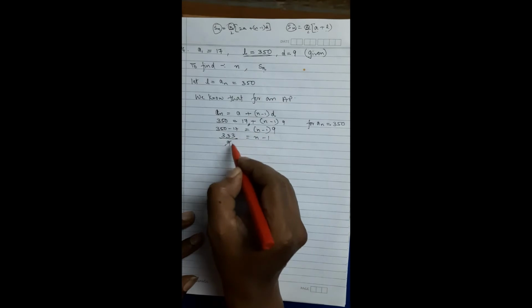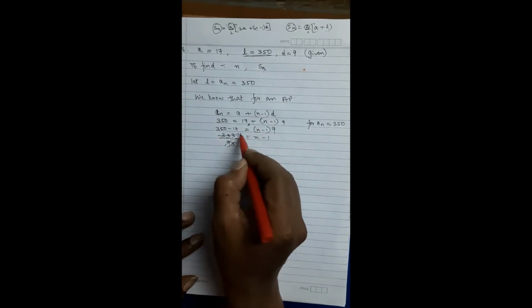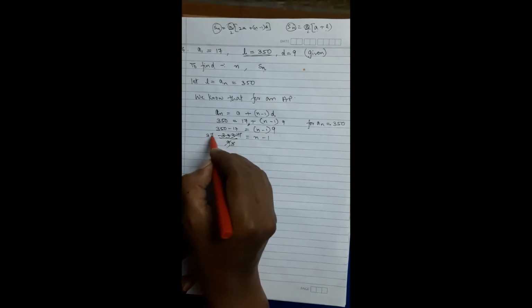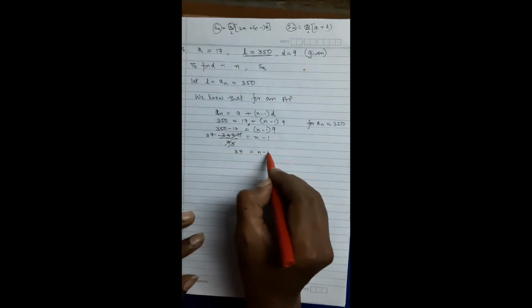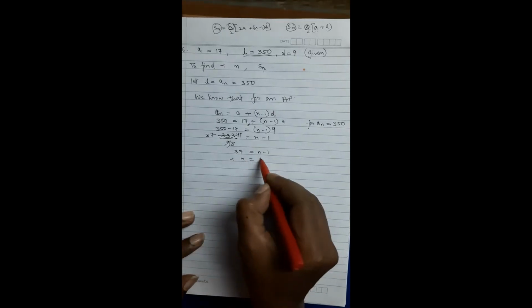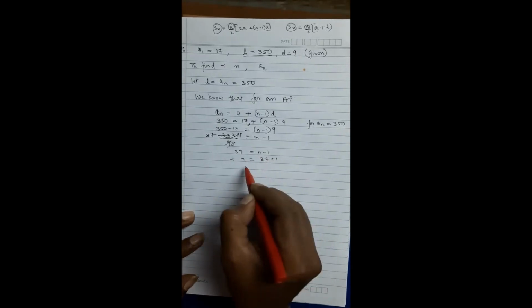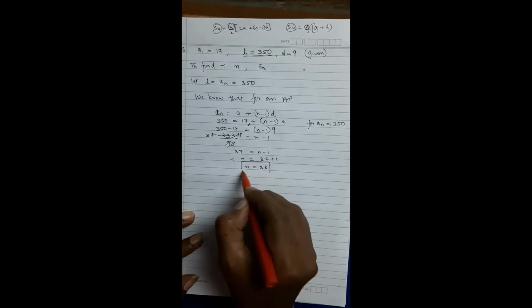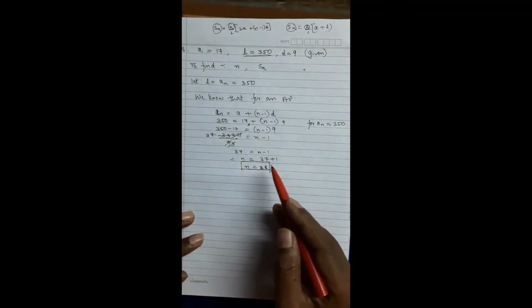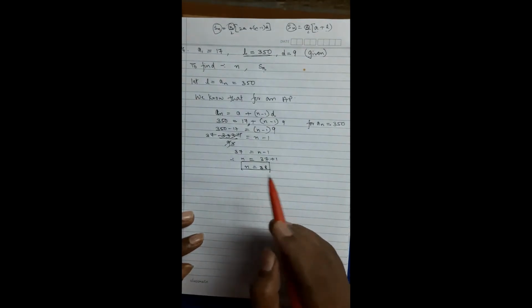This should divide this. If you consider 3 3s are 9, 3 1s are 3, 3 1s are 3, 3 1s are 3, again 3 3s are 9, 7s are. So you get 37 is equal to n minus 1. Therefore n is equal to 37 plus 1, n is equal to 38. So the number of terms involved over here are 38.